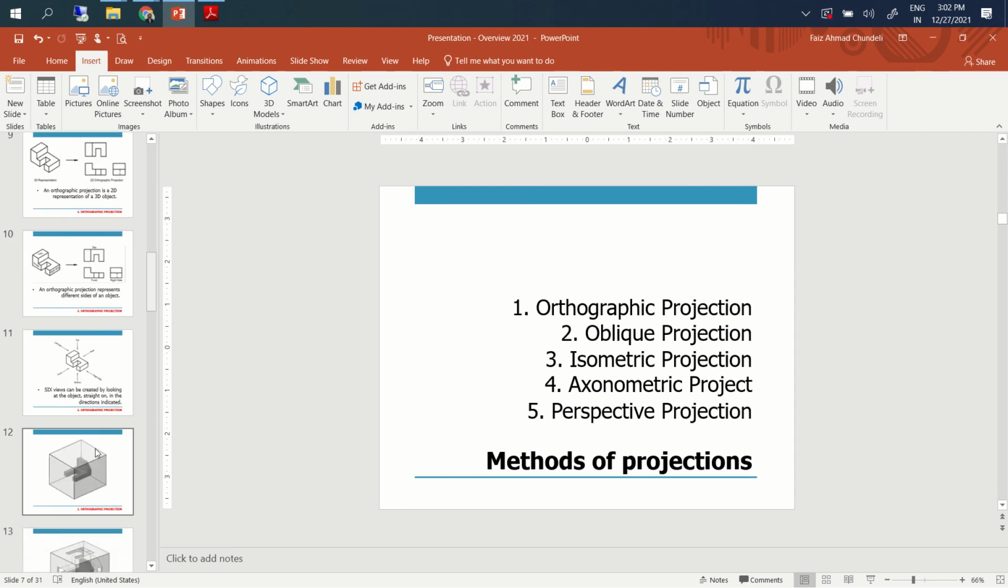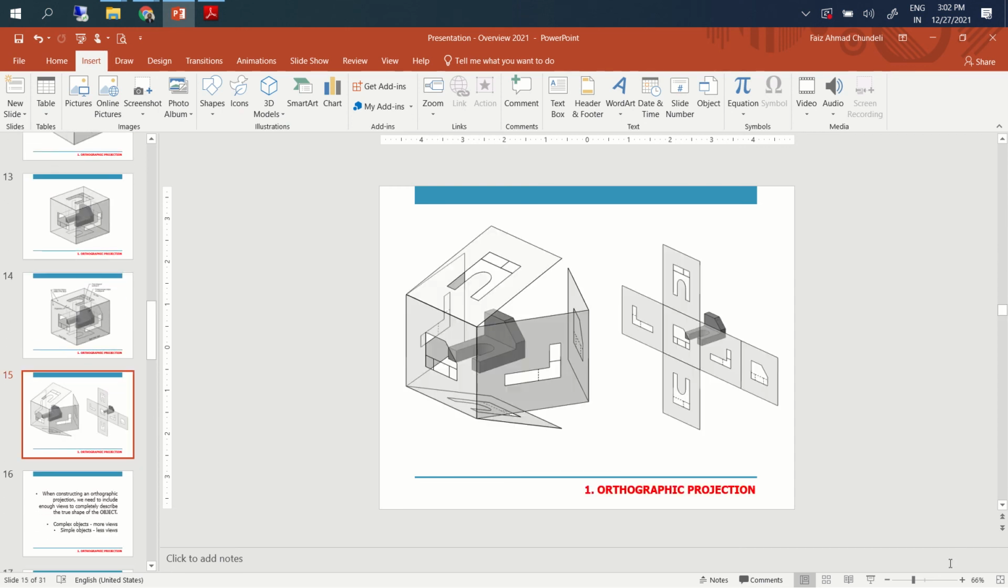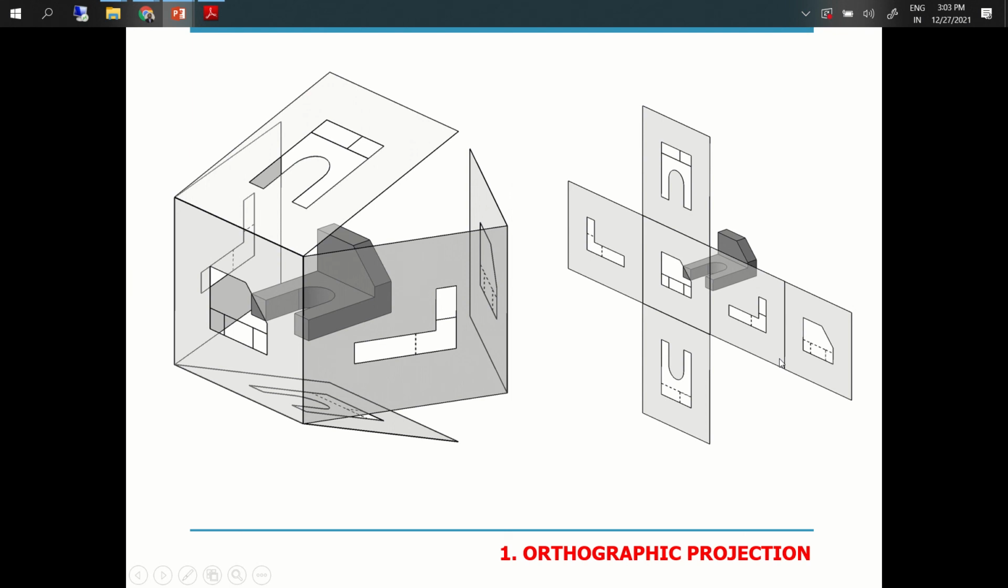No, in orthographic projection, this is the standard format. This is front. Top is of course top, and bottom. And on the anti-clockwise side, what you have is right, and this is on the left.